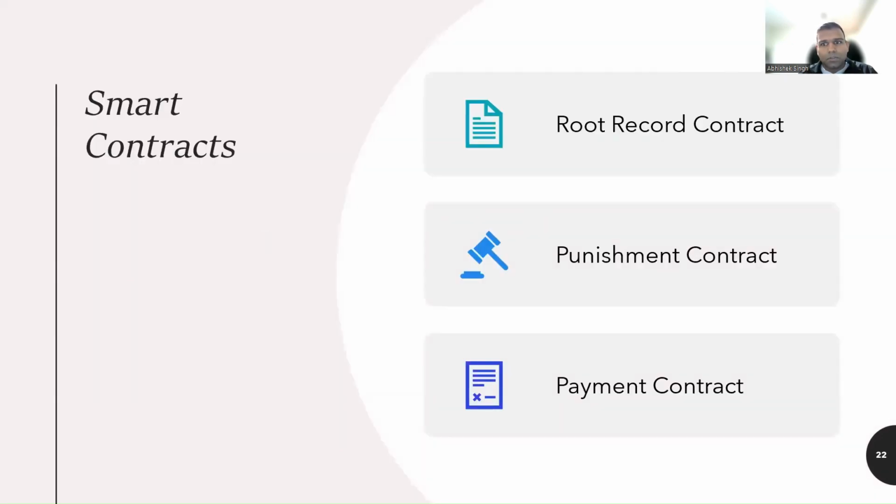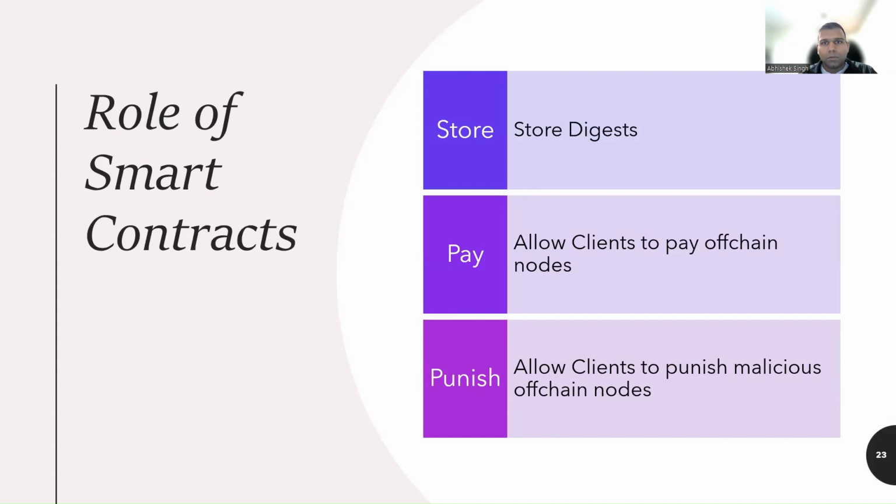The smart contracts that are used in WedgeBlock are of 3 types. One is the root record contract that stores the digests and provides the interface to store and retrieve digests based on the indexes. The second is the punishment contract that enforces punishment on the off-chain node in case the client shows a proof that the off-chain node behaved maliciously. And the payment contract allows the off-chain node to be paid. These have 3 specific purposes: store digests, pay the off-chain node, or punish the off-chain node.